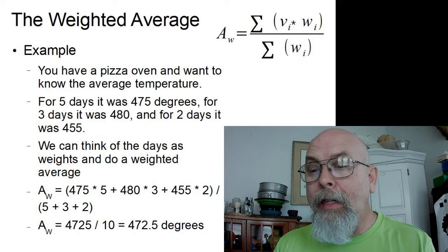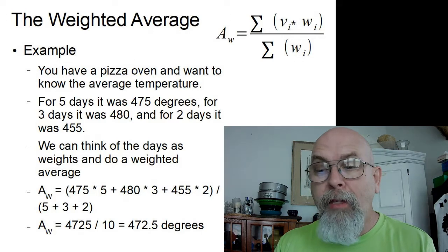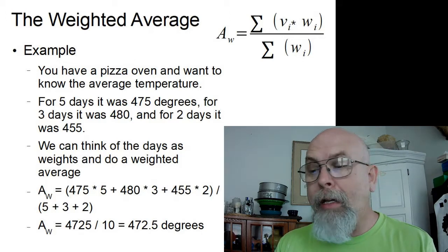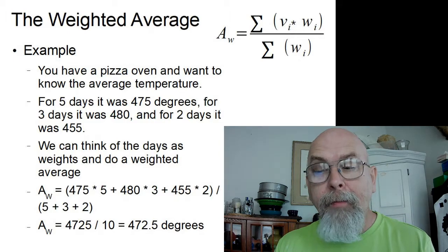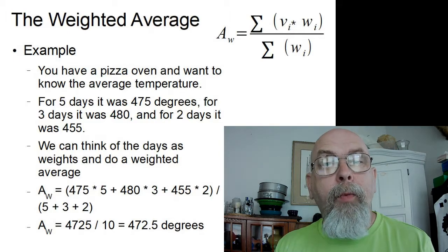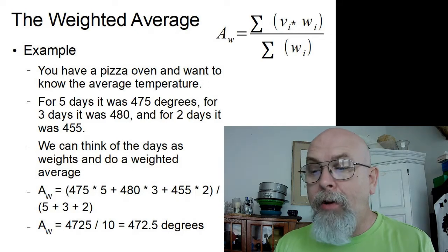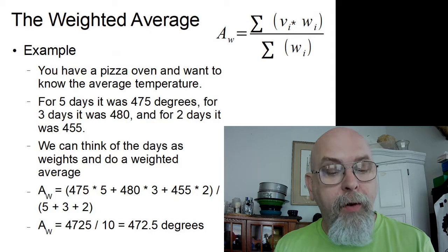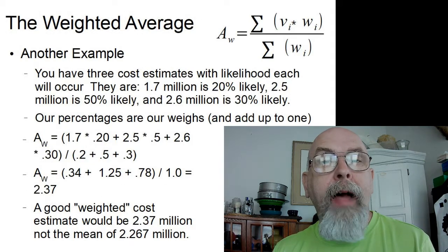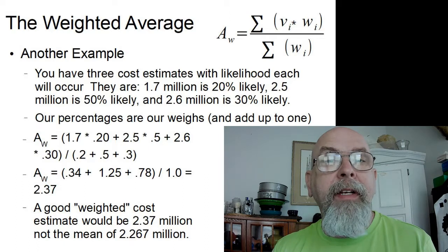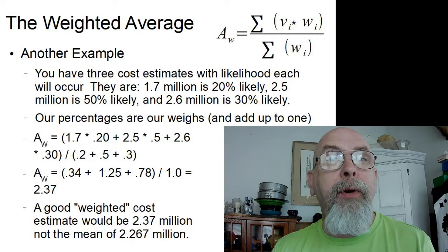And you can see in the example, we take 475 times 5, 480 times 3, and 455 times 2 and divide it by 10, coming up with a weighted average temperature in our pizza oven of 472.5 degrees. Weighted averages are often used to balance estimates, expectations, and predictions.